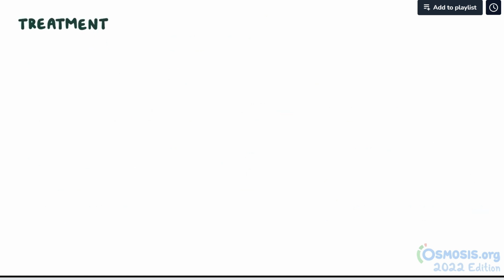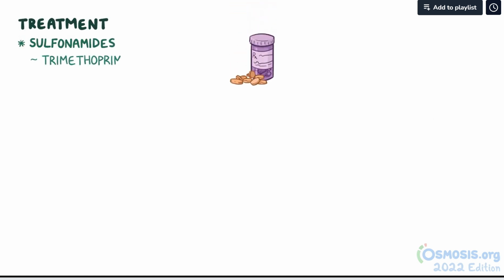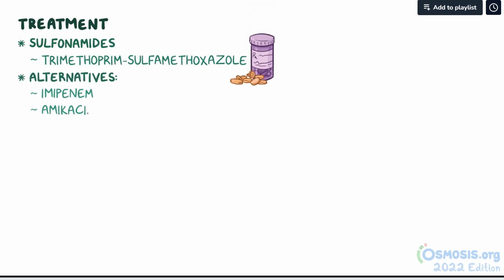Treatment of Nocardia infections is done with sulfonamides, and the drug of choice is usually trimethoprim-sulfamethoxazole. Alternatives include imipenem, amikacin, and linezolid, which are usually given in severe cases.